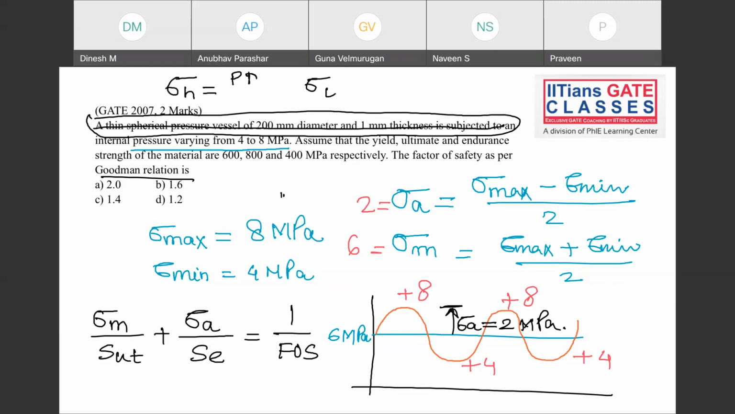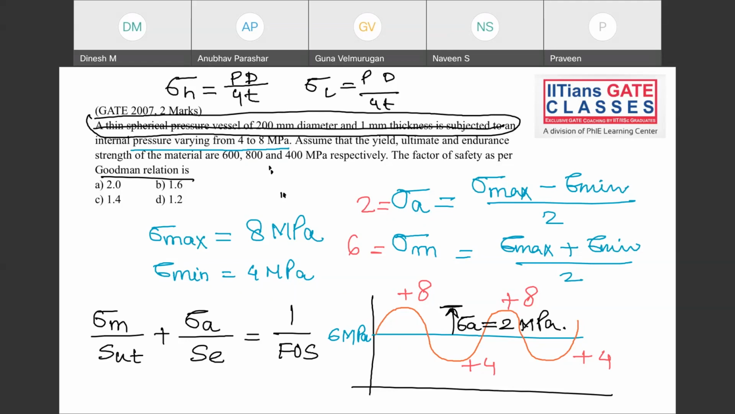PD by 2T, and this is PD by 4T, because this is a thin spherical vessel. So if it is spherical, then it will be equal. Right? So from the pressure, you can find out the stress. When the pressure is 4, you can find out the corresponding stress. When the pressure is 8, you can find out the corresponding stress.